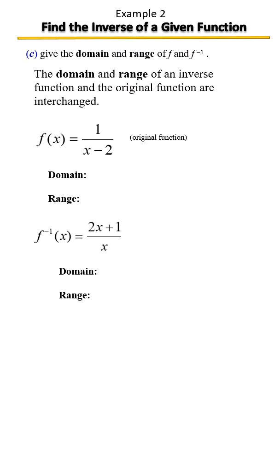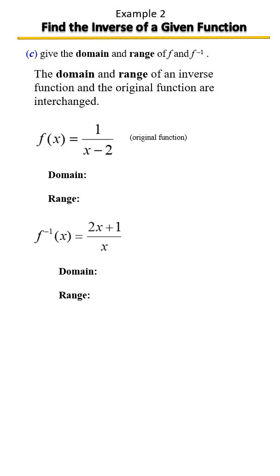Lastly, we're going to give the domain and range of the function and its inverse. So the domain and range of an inverse function and the original function are simply interchanged, just like you would swap the x and y when you have the ordered pairs. So here we have the original function here.